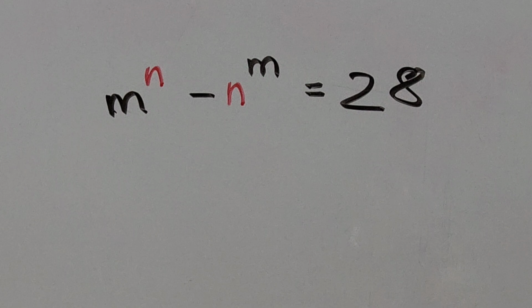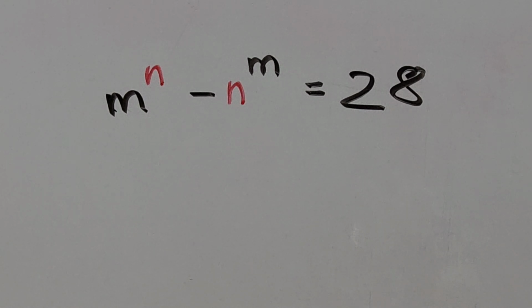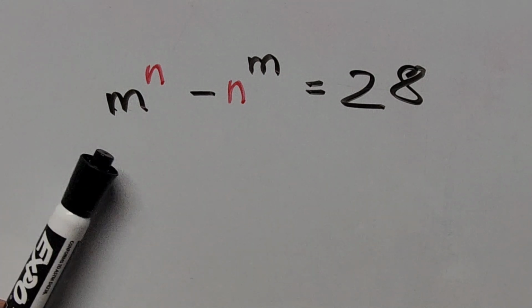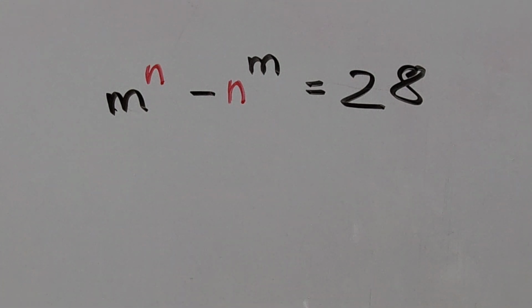In this video, we're going to solve this given exponential equation similar to one of those given at Math Olympiad competitions. And here we have m to the power of n minus n to the power of m equals 28. So how do we solve this exponential equation? If you notice, we cannot use the laws of logarithm. But then we can use the laws of exponent, right?